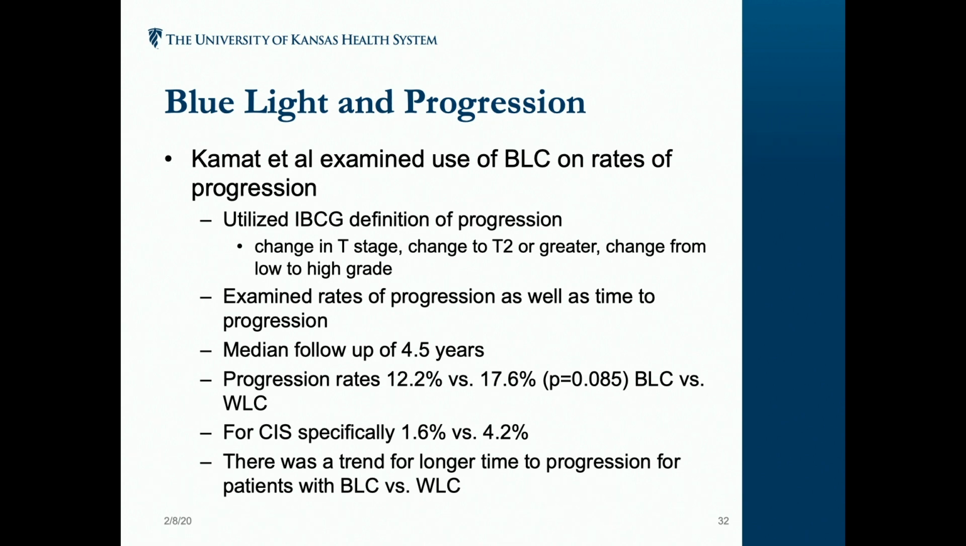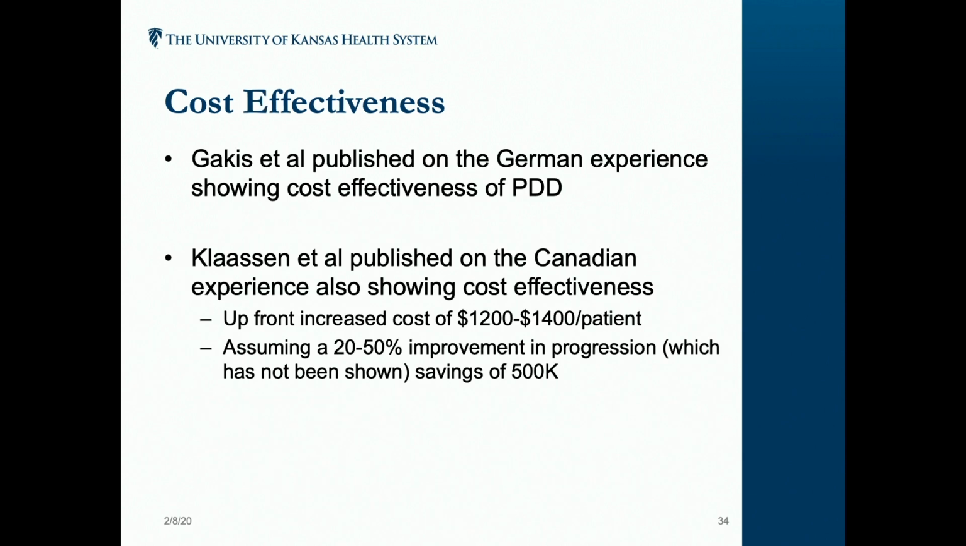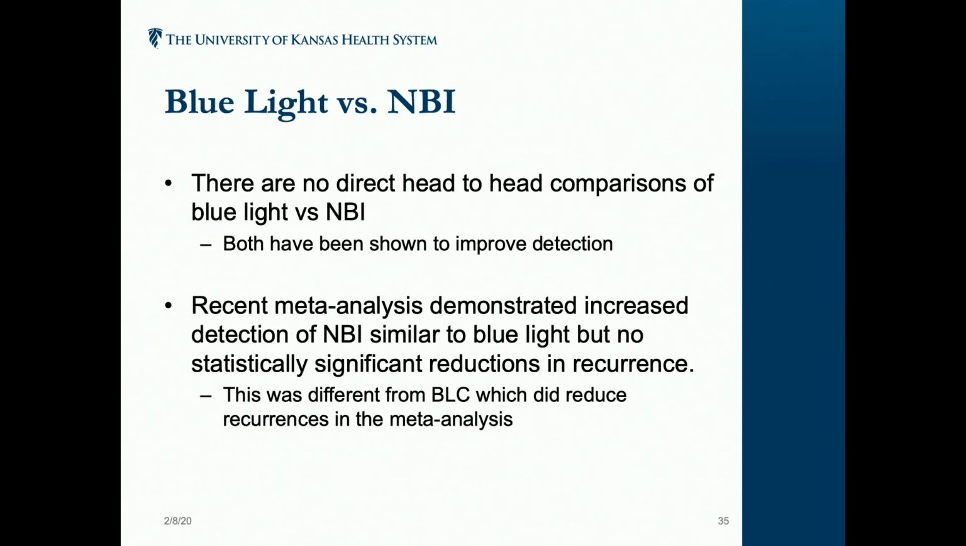I mentioned this, and I just want to go through this slide real quickly. Ashish Kamat looked at the data on progression, and there was a trend towards increased time or decreased rates of progression, and it was important that they specifically defined what progression was. So change in T stage, change to T2 grade, or change from low to high grade. And again, the trend was an improvement in progression, but they were not able to demonstrate significant improvement in progression. There are studies that suggest it is cost effective, because that's one of the things out there, is it cost effective? And certainly in the OR, decreasing recurrences and time having to go back to the OR, it does, through multiple studies, appear that that is effective.